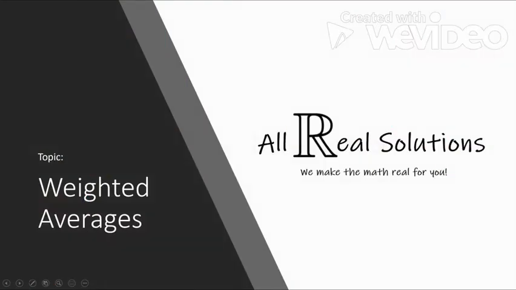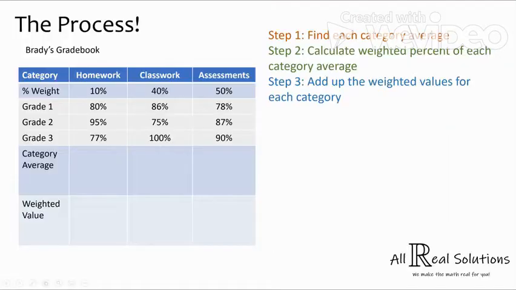Today's topic will be weighted averages. If you ever had a grade in a class that has categories, you might notice that each of the categories are weighted. What that means is that each assignment you're given counts as a different percentage of your grade. The example I provided here is Brady's gradebook.